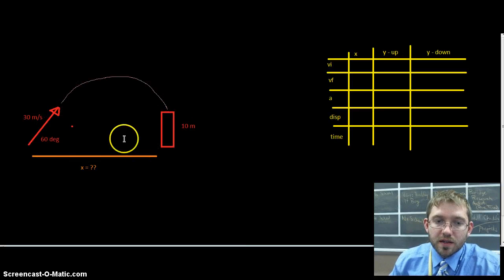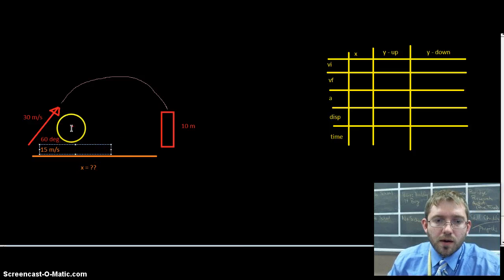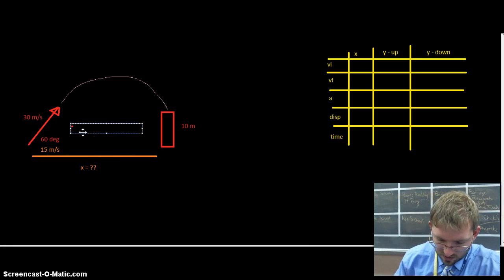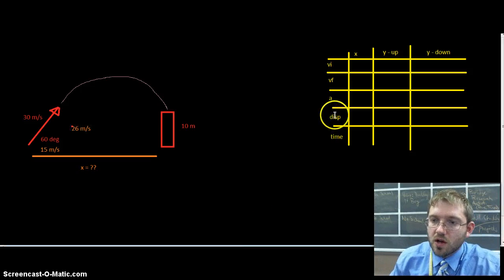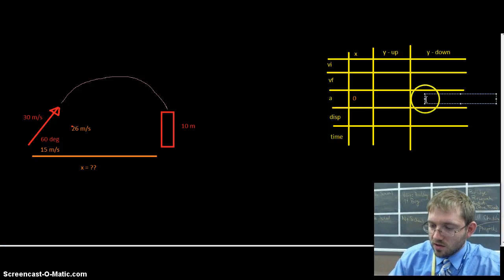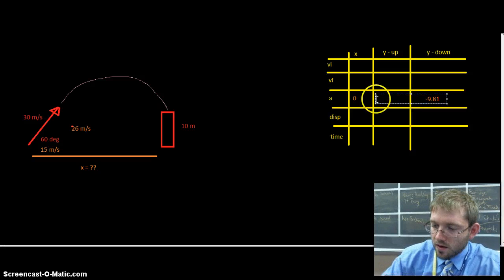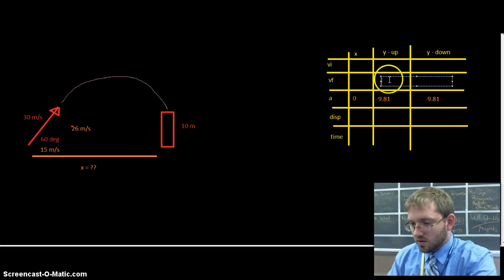Lastly, to do one like this, we do the same thing. Break this thing down into x and y components. Cosine of 60 degrees is 1/2, so this is 15 meters per second. We take 30 times the sine of 60 and get 26, basically, meters per second for those. So let's fill in our table now. This is 0. This is negative 9.81. This is negative 9.81. This is 0.